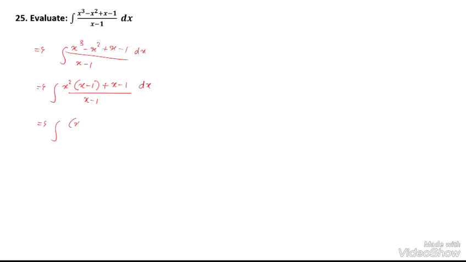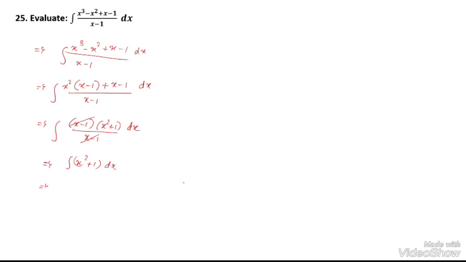I will take x minus 1 common. Then it becomes x square, here x minus 1 common, there is x square; here x minus 1 is common, there is a 1 will be there, divided by x minus 1 into dx. x minus 1 gets cancelled. I will take integration of x square plus 1 into dx.